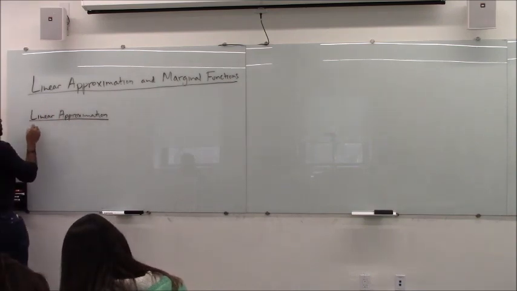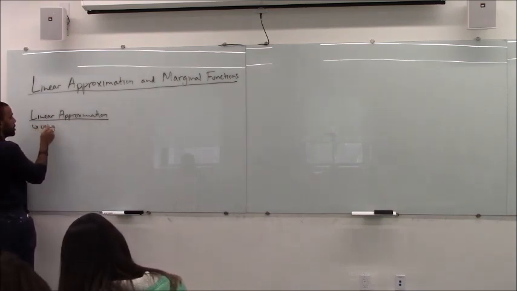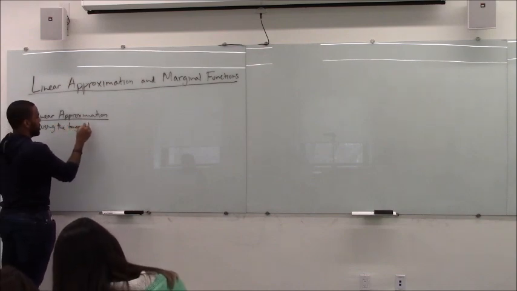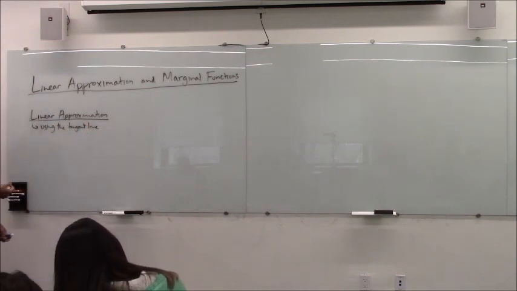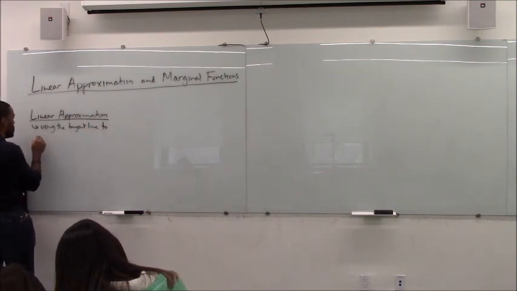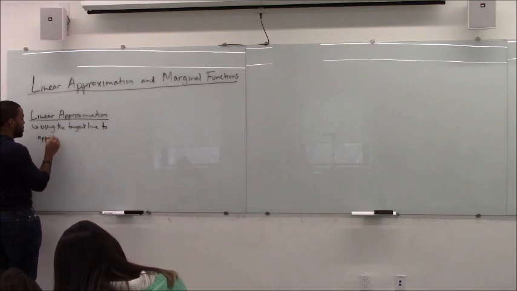And the gist of this here is using the tangent line, which is a linear function, to approximate the outputs of an original function.